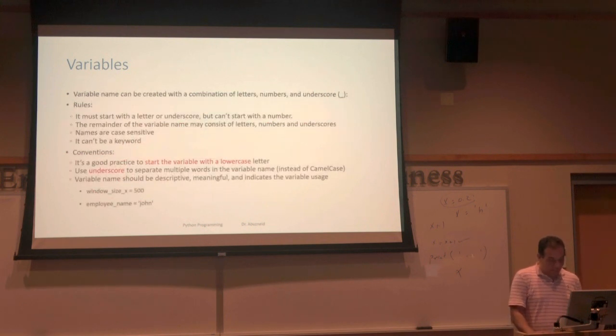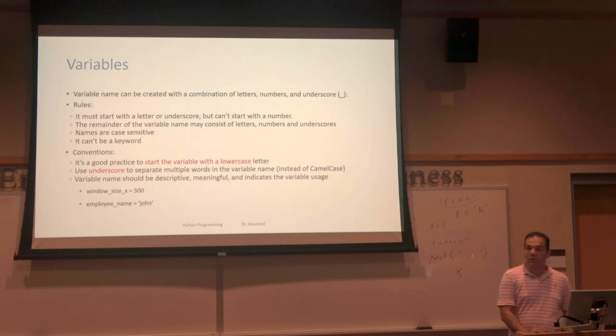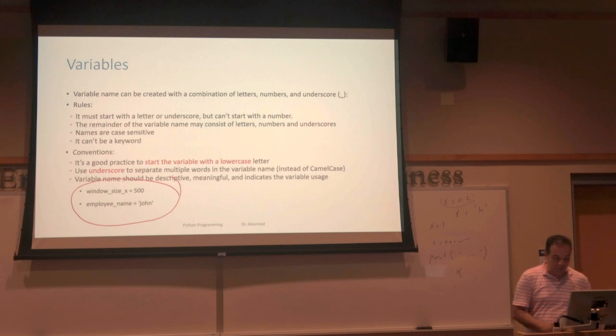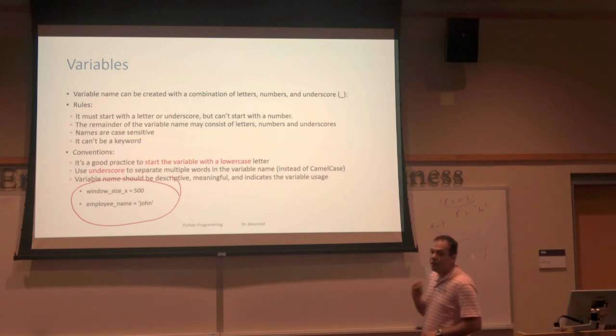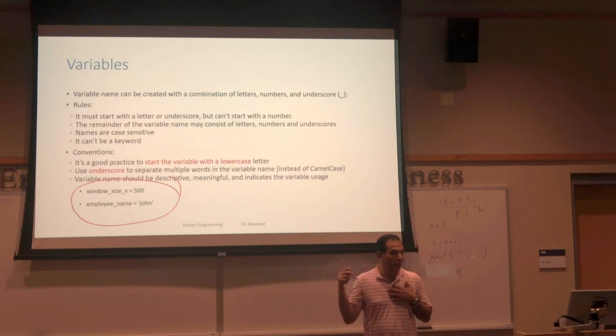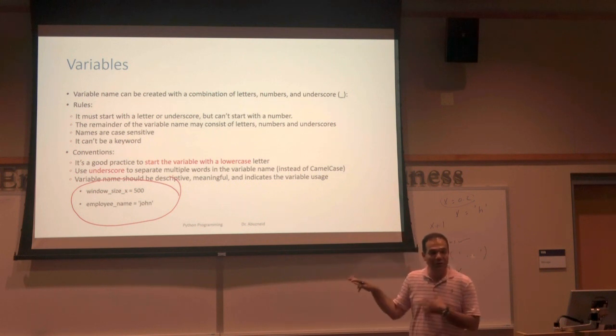Variable names can be created with underscores, with capitals or smalls, like in any other programming language. Usually the Python community prefers to write names with underscores, for example window_size. Myself, I don't like this way. Don't follow me, follow the recommendation.